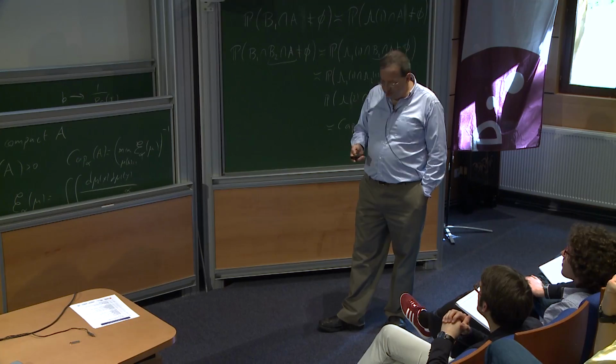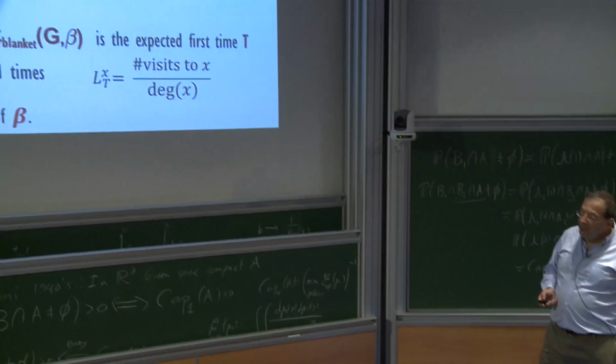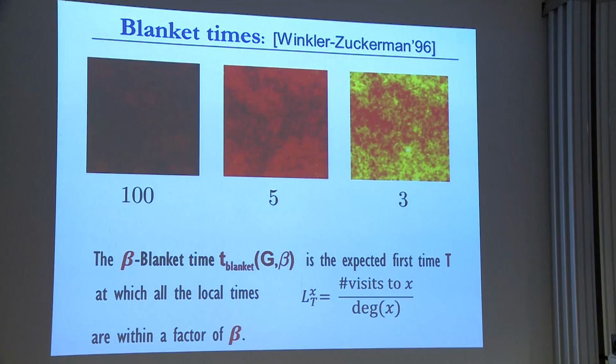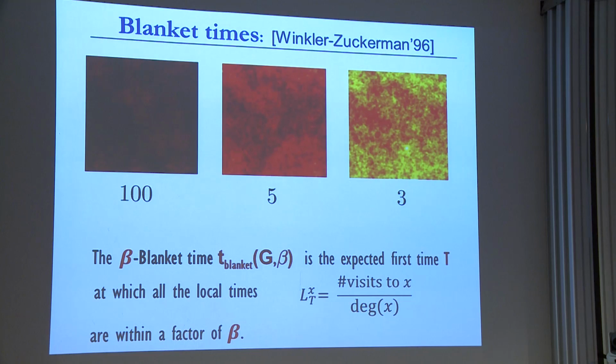So again, the method of Kahn, Kim, Lovász, and Wu actually implies that their guess was right up to a log n squared, because this estimate that Kahn, Kim, Lovász, and Wu developed works both for cover time and for blanket time. And so you get that they're within log n squared of each other, but we still don't know, that doesn't imply that they're within a constant.